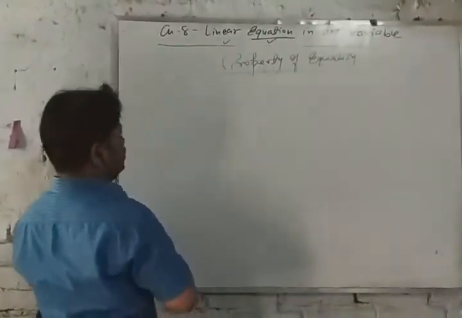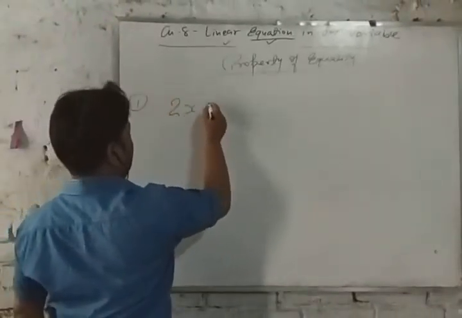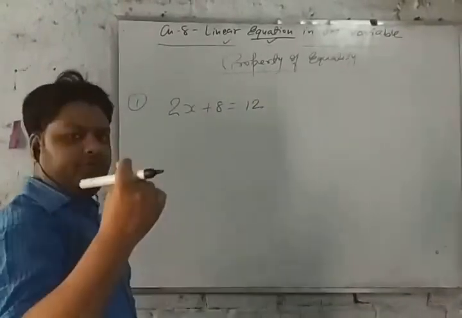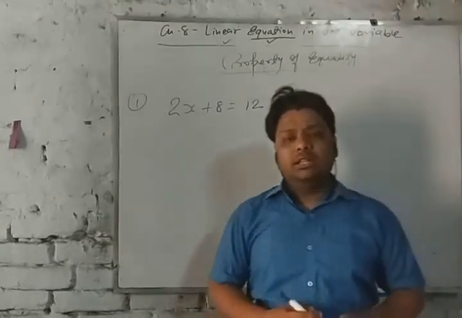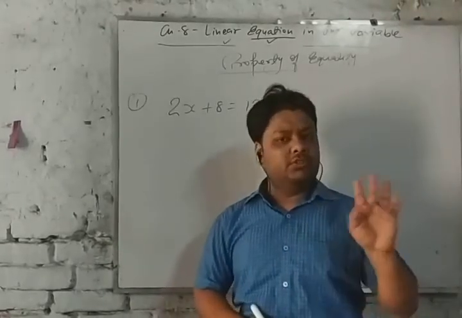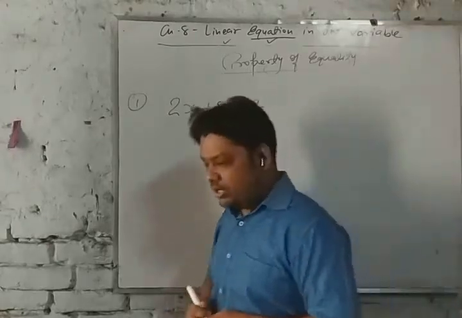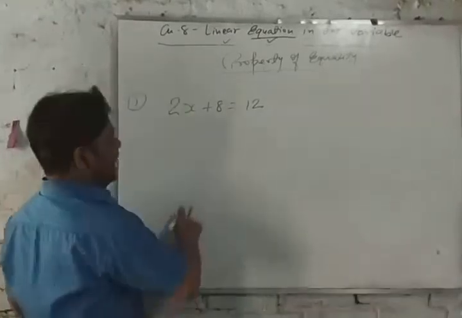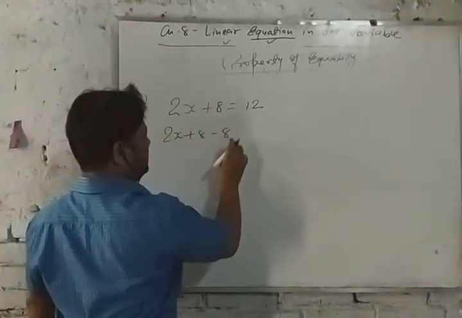Now, the first question is, if 2x plus 8 is equal to 12. Now, in the first step, it is written that write the additive inverse of the constant term according to LHS. Then in LHS, what is the constant term? Plus 8. And we have to write the additive inverse of plus 8. Then it will be minus 8.